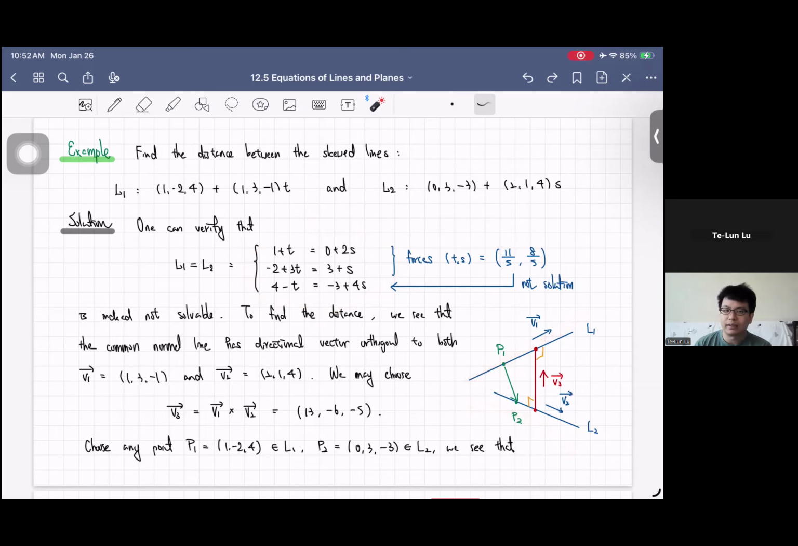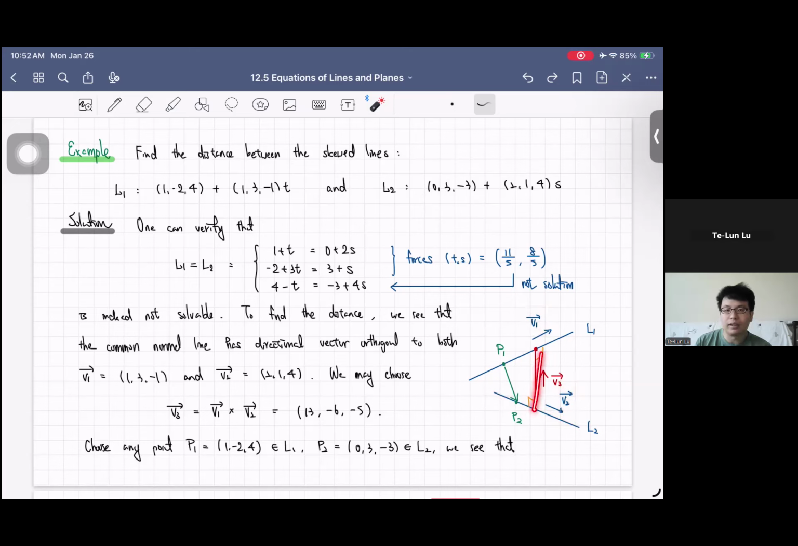And now I ask you to find the distance between these two skew lines, right? So how do we do that? There are multiple ways to do this. Let me introduce one way. First of all, you can grab something here. This is a vector that is orthogonal to the directional vector of L1, in this case I denote it by V1, and the direction of V2, right?